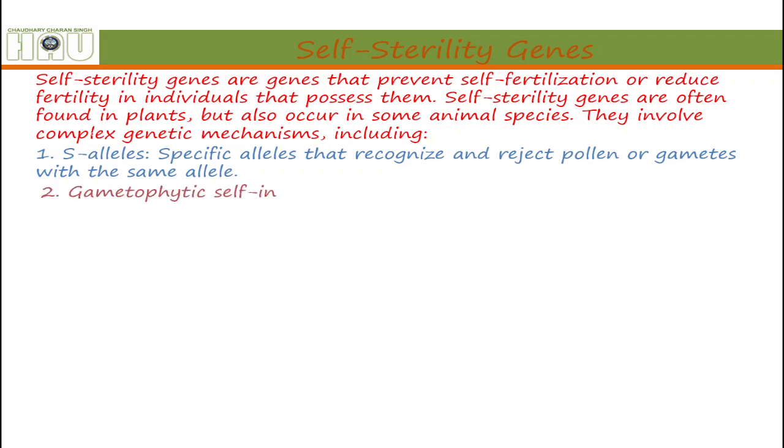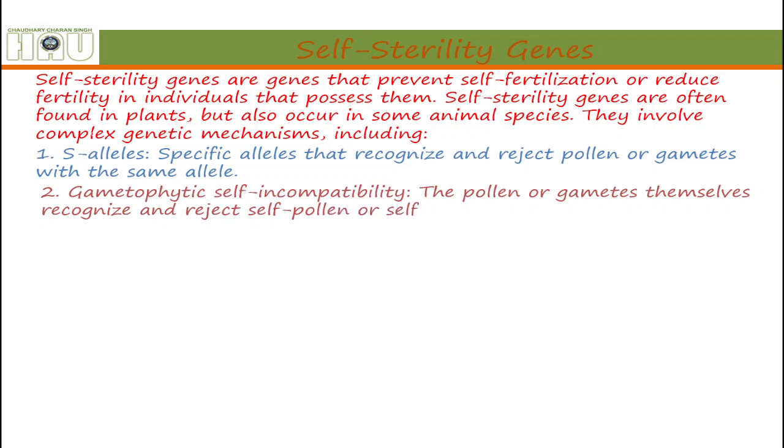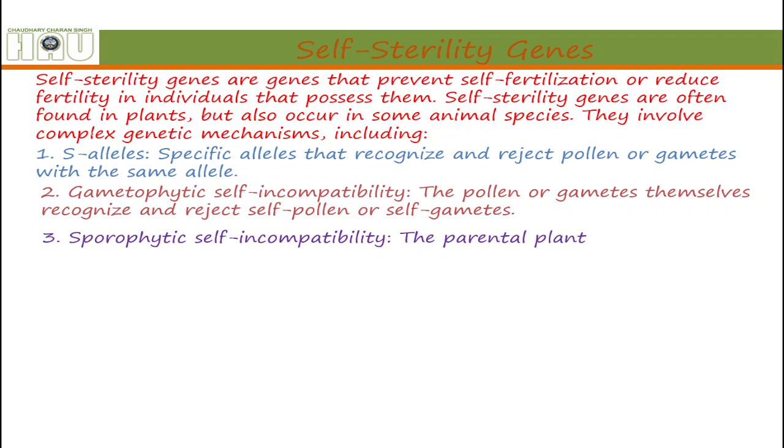Number two, gametophytic self-incompatibility. The pollen or gametes themselves recognize and reject their self-pollen and self-gametes. And the third one is the sporophytic self-incompatibility. The parental plants recognize and reject their self-pollen. So these are the three types of self-sterility genes. Now we will study how these genes behave generation after generation.